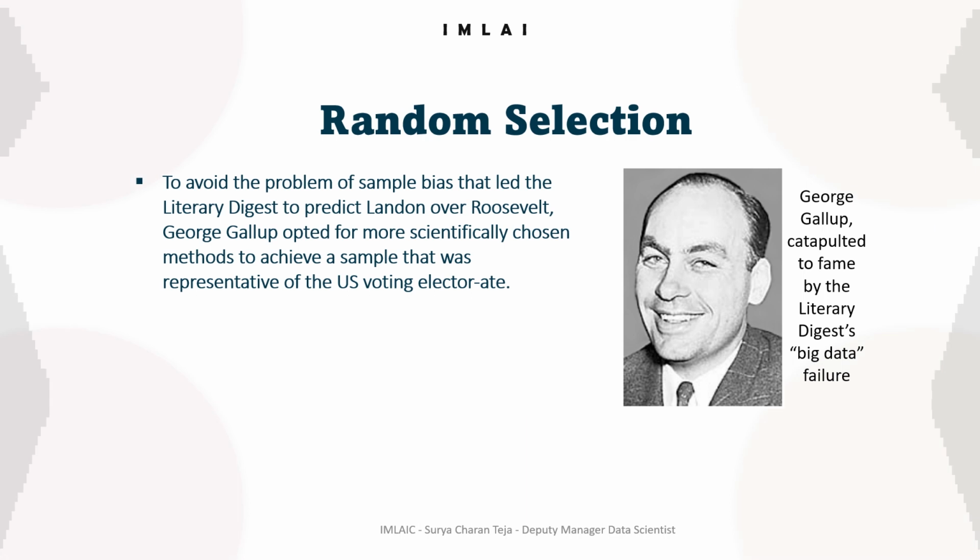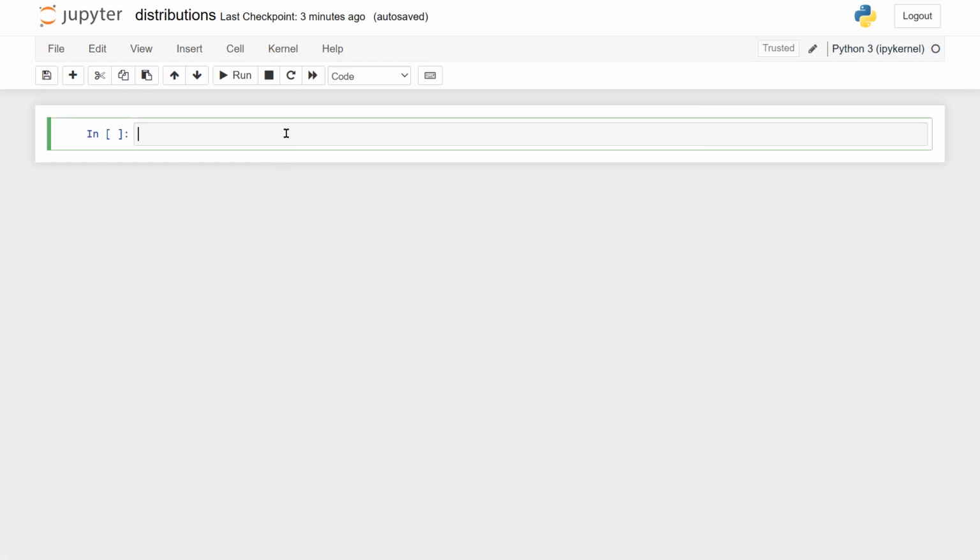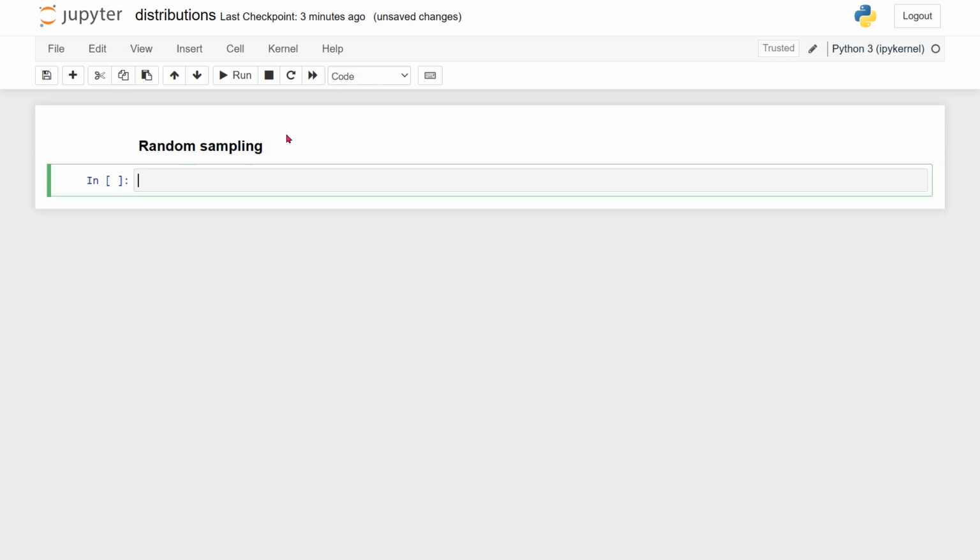A proper definition of an accessible population is key. A proper definition of an accessible population is always key for this. Let me put it down here. So proper definition of an accessible population is key here.